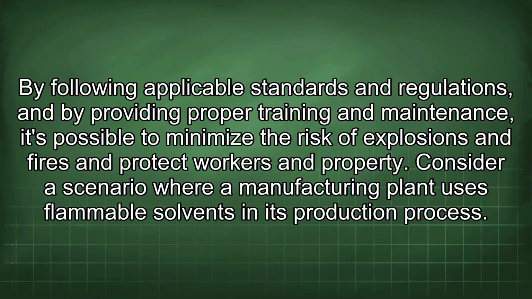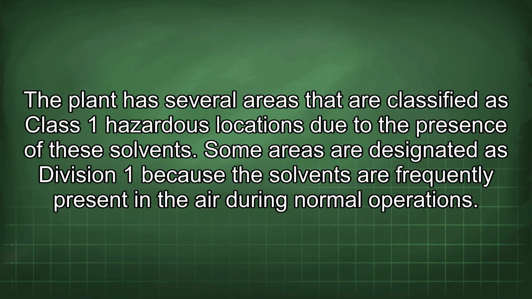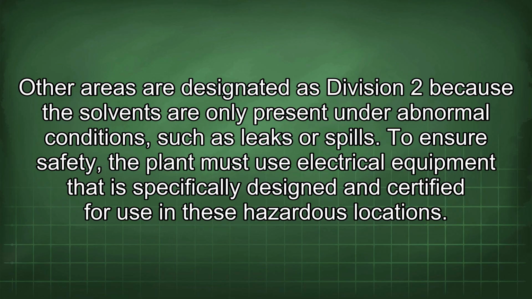Consider a scenario where a manufacturing plant uses flammable solvents in its production process. The plant has several areas that are classified as Class 1 hazardous locations due to the presence of these solvents. Some areas are designated as Division 1 because the solvents are frequently present in the air during normal operations. Other areas are designated as Division 2 because the solvents are only present under abnormal conditions such as leaks or spills.